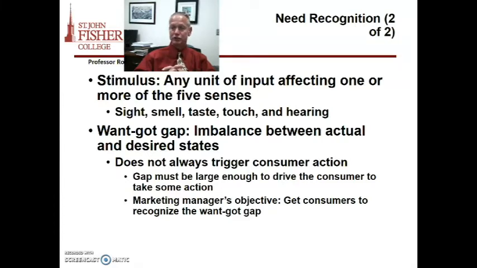Sometimes it doesn't trigger consumer action or consumer purchase. Sometimes you just think about it. But if the gap is large enough, generally speaking, consumers will take action on that want.